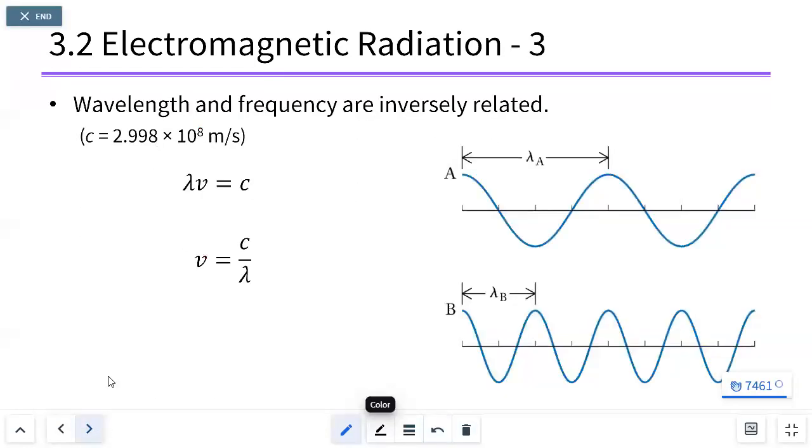We can relate the two concepts using this equation. This is called the speed of light equation. The speed of light equation is wavelength in meters multiplied by frequency in hertz gives us the speed of light. And we can rearrange this accordingly to whatever scenario or situation that we need.